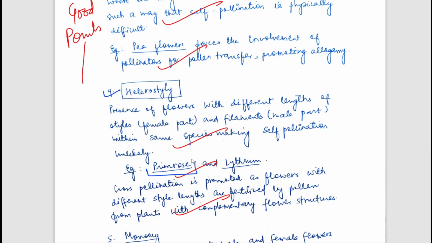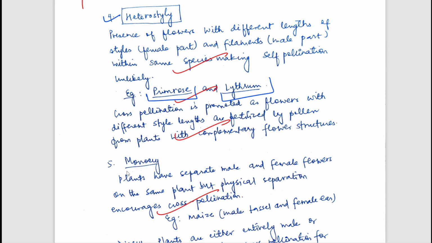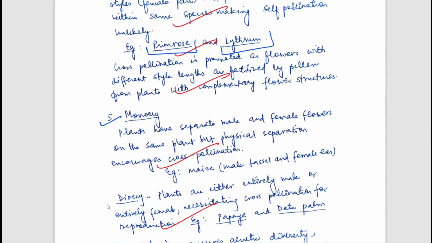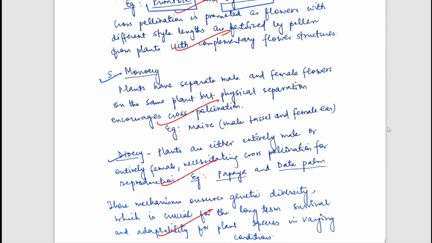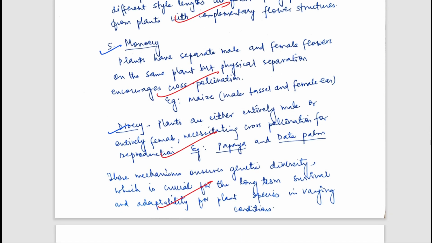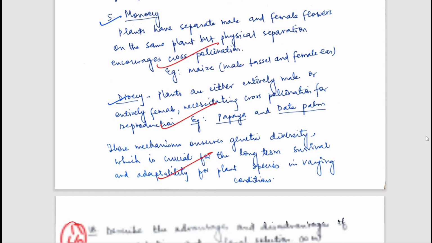For example, primrose and lantana have been mentioned. Then monoecy and dioecy. So monoecy is there, dioecy is there, and examples have been mentioned. You can simply pause and read these points if you want to, and most of the important points have been mentioned. So a very well written answer. Now let's move to the next question.